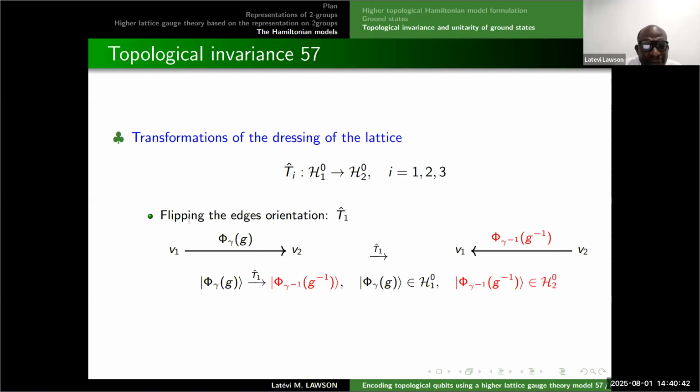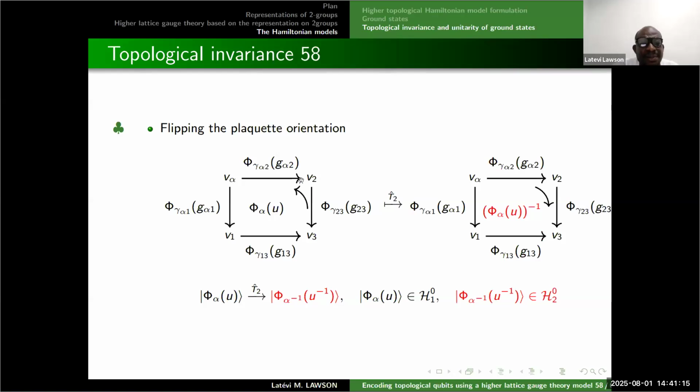So the first transformation is what we call flipping the edge orientation. I have my edges here from V1 to V2. The transformation T1 will flip the orientation of my edges. It is a transformation that can happen in my system where the edges, going from left to right, can be affected by some external phenomenon that reverses the orientation from right to left.